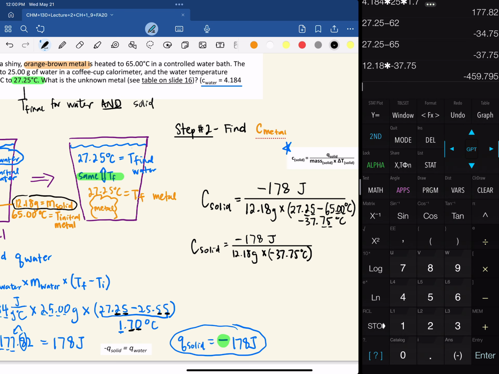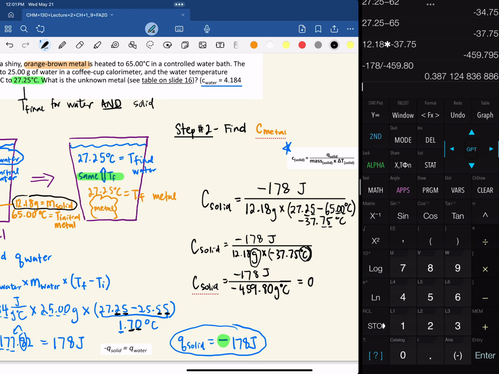37.75. And I'm going to get C of the solid is equal to negative 178 joules all over negative 459.8. I'm going to keep my 4 sig figs. My units are grams degrees Celsius. Okay, and again, I'm going to divide those 2 numbers. So our negative 178 divided by my negative 459.8.